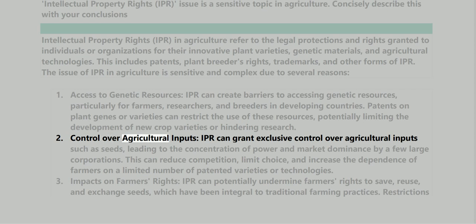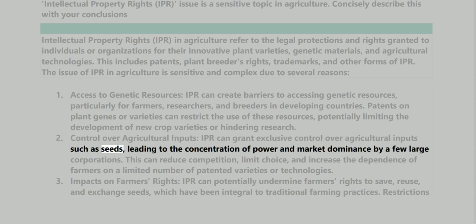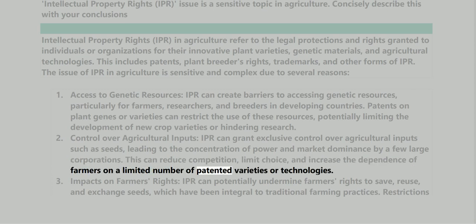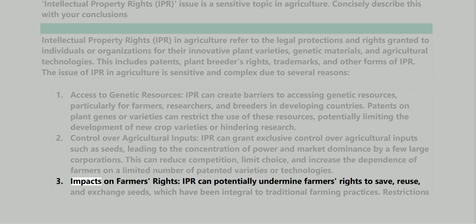2. Control over agricultural inputs. IPR can grant exclusive control over agricultural inputs such as seeds, leading to the concentration of power and market dominance by a few large corporations. This can reduce competition, limit choice, and increase the dependence of farmers on a limited number of patented varieties or technologies.